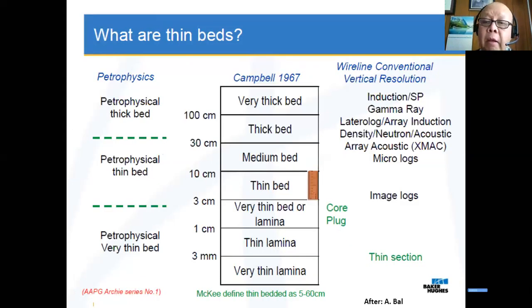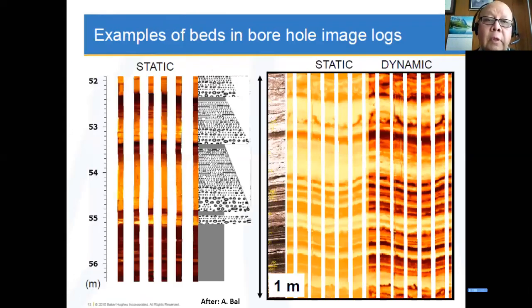Okay. Then this is an example of beds in a borehole image log. If you look at the image log here, it's about 4 meters thick. Then if you're looking at 4 meters thick, you will see that you have alternation between sand bodies and the shales, and some sand stringers. So this is telling us it's a fining upward sequence.